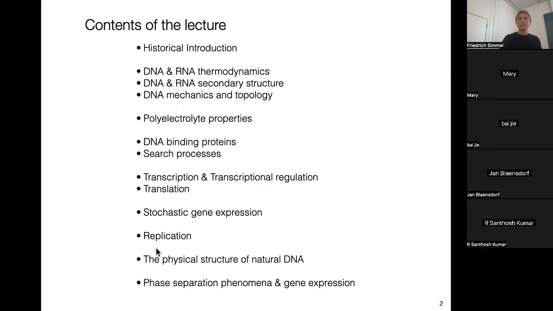But there are other researchers and also collaboration networks on the next steps, how you would get from the first replicating molecules to the first cell or protocell. And that's interesting in this sense. And maybe I'm talking a little about that. And physical structure of natural DNA will then integrate things that I have talked about before. So how much DNA you can actually compress into a cell or a bacterium or a virus, and how that actually looks like.